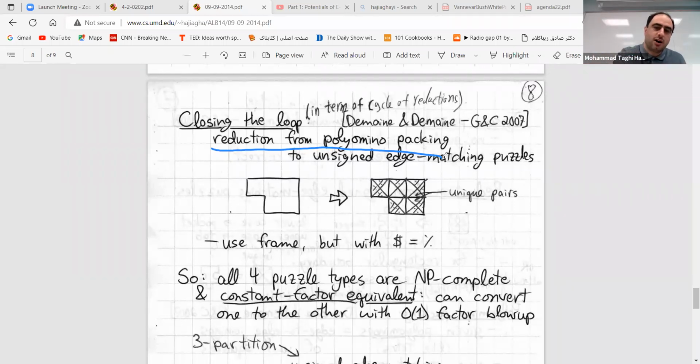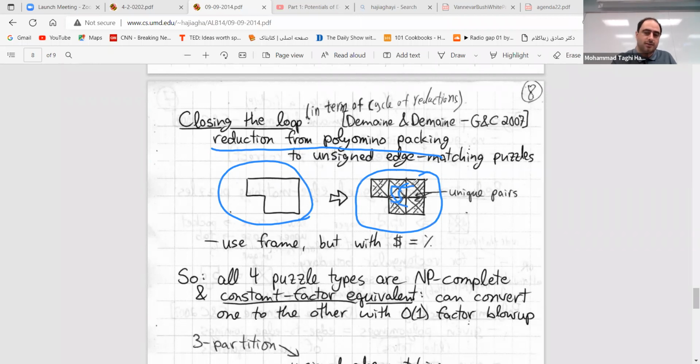So that's actually not hard again. Whenever you have this one, just create this puzzle out of it. Note that in the unsigned edge matching, we had only squares. But by definition, these polyominoes are built of squares. So we just put the squares and then we put some unique colors inside such that they can only go together. And then we put some patterns on the boundary such that they can match.